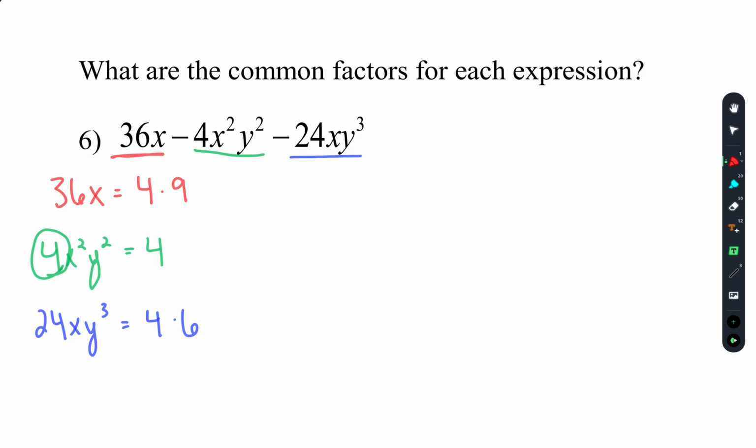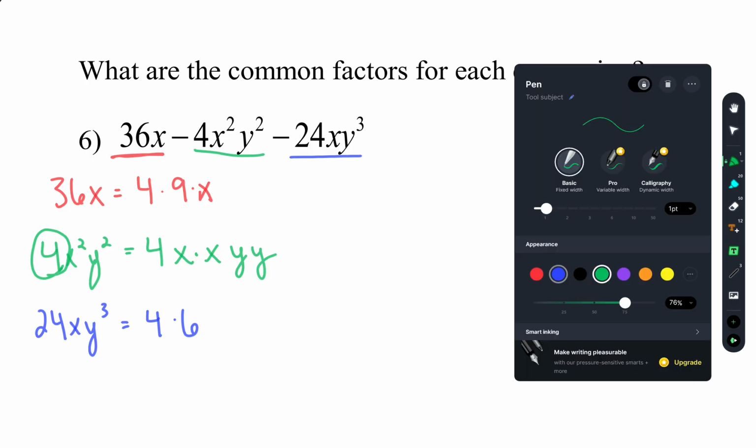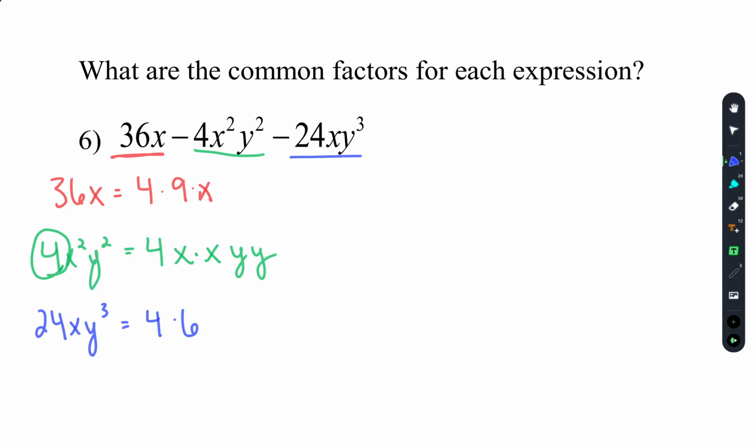Okay. Then what I do is I'll break up the variables. So like this one is an X. This one, we've got 2 X's and 2 Y's. And then this one, we have 1 X and 3 Y's, all multiplied together. So you make up all your factors. And then the common factors are literally what it sounds like: what's in common with all of them?